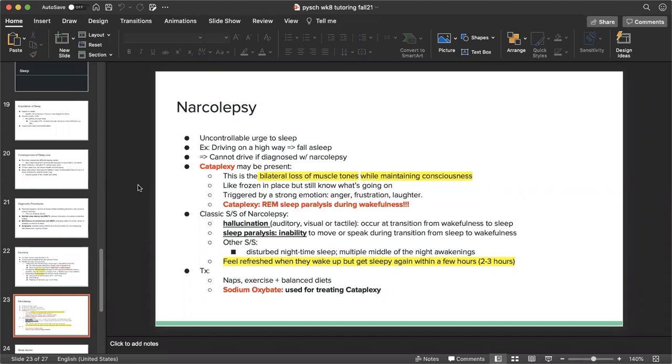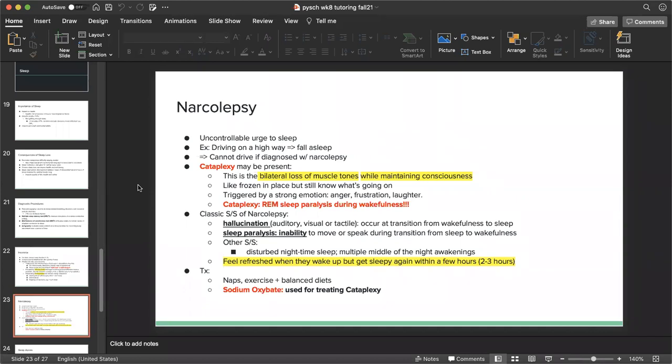They can also have cataplexy present. This is the bilateral loss of muscle tone while maintaining consciousness. So it's like they're frozen in place, but still know what's going on. Cataplexy can be triggered by a strong emotion like anger, frustration, or laughter. And the big thing you need to remember is that cataplexy is really REM sleep paralysis during wakefulness.